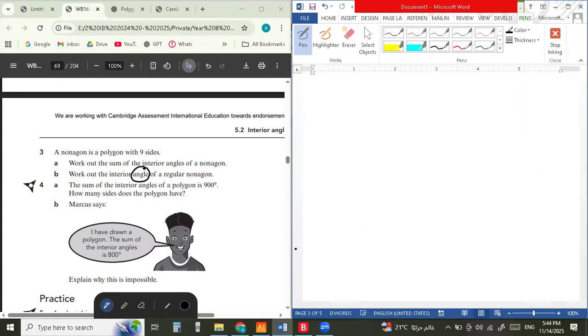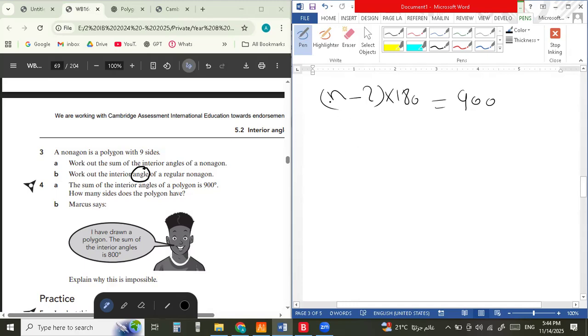Here, the sum of the interior angles of a polygon is 900. How many sides does that polygon have? I know that the sum of the interior angles of any polygon is n minus 2 times 180. They're telling you that this is equal to 900. So what are you supposed to do? I'm supposed to solve the equation. It's algebra right now. Find the value of n.